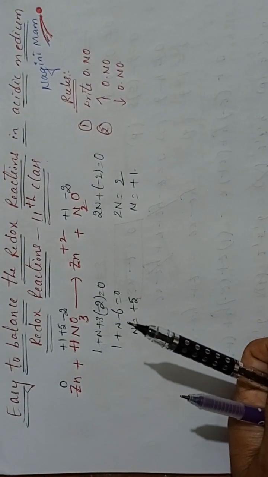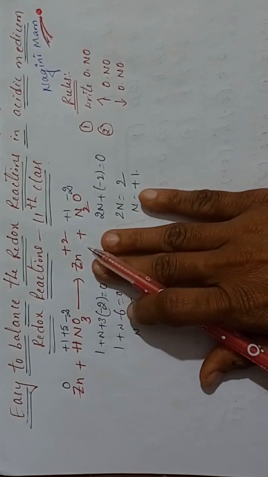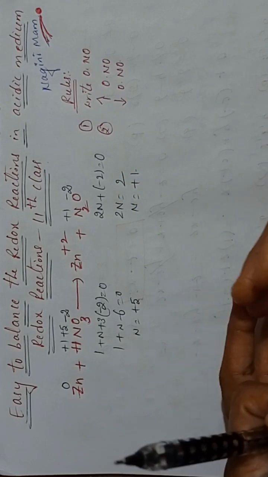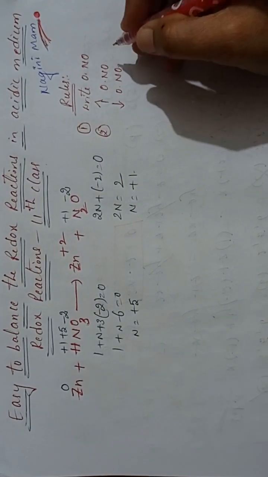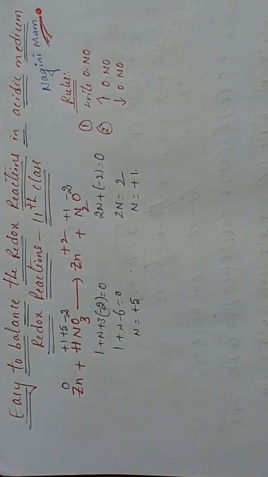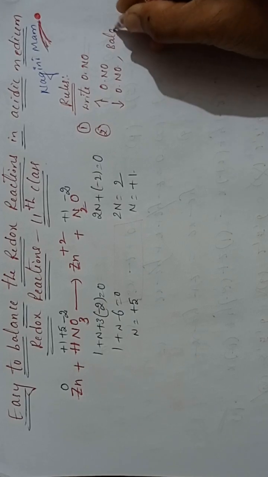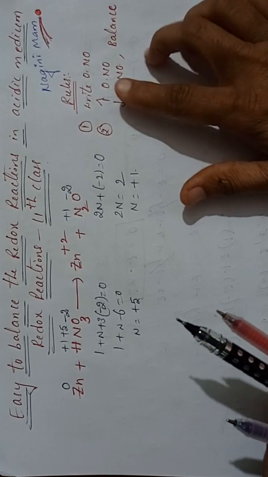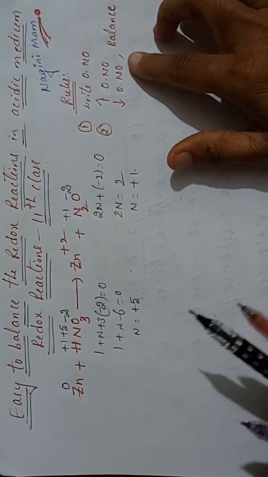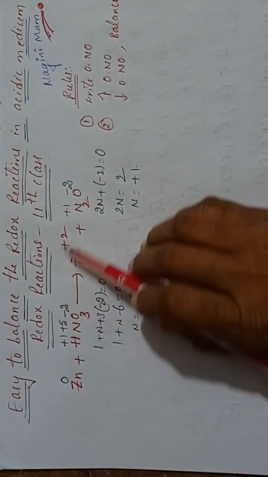You have to identify, students, from left to right, which element's oxidation number is increased and which element's oxidation number is decreased. After that, you have to balance the equation. Okay, now I am writing the increase in the oxidation number and the decrease in the oxidation number. See here, zinc oxidation number is 0, here plus 2.